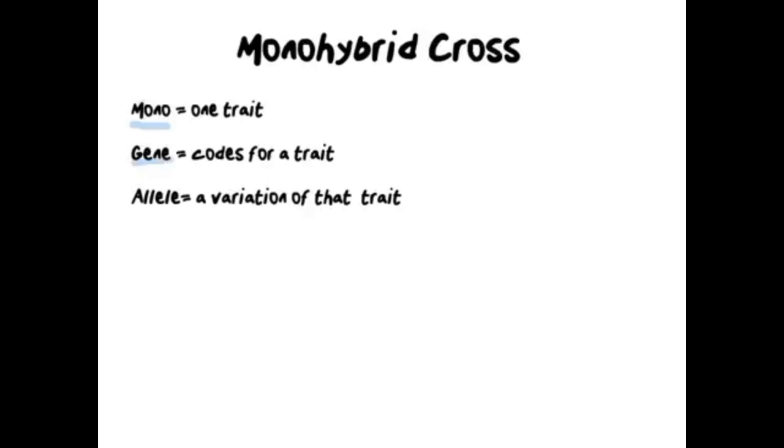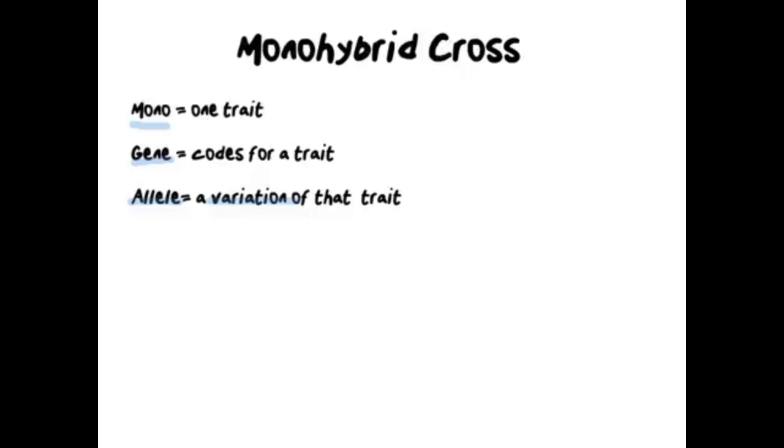Now, a gene codes for a trait. It's a section of DNA. But you can have variations of that trait, and that's what we call an allele. It's a variation. In other words, you can have the eye color gene, and then alleles of that would be brown, blue, and green. And so they're variations of the eye color.